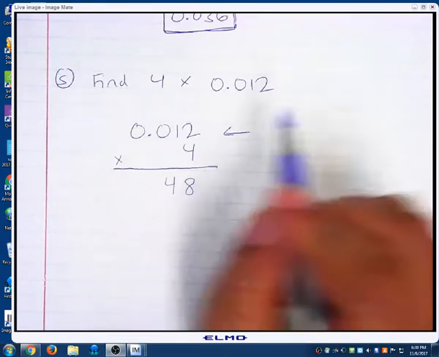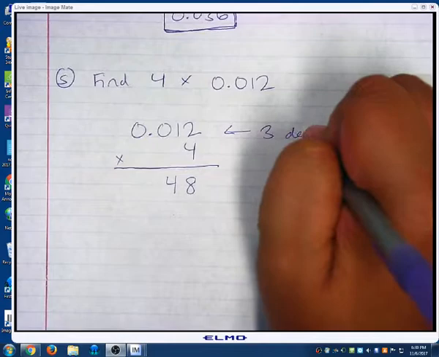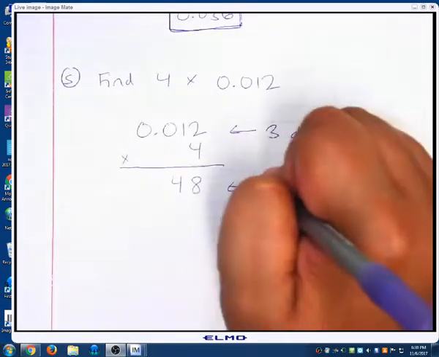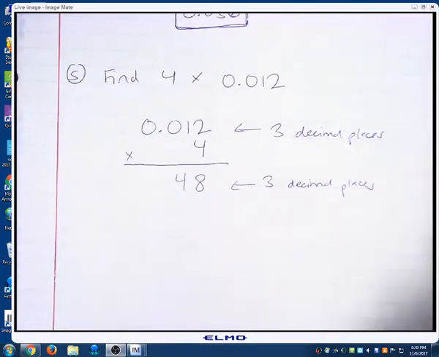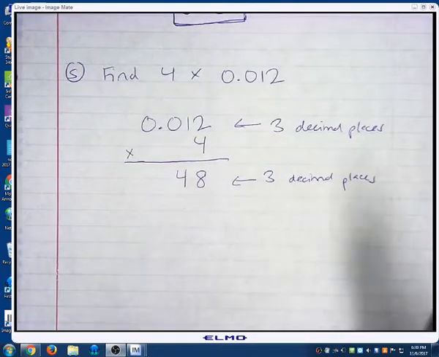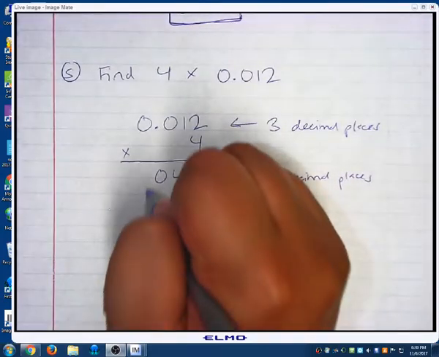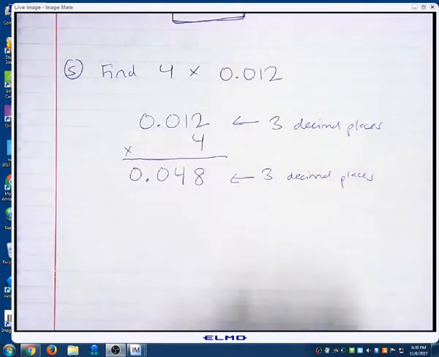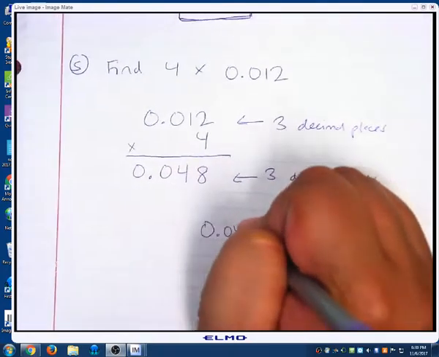I have to say, all right, this one has 1, 2, 3 decimal places, which means this one has to have 3 decimal places, right? So to get those decimal places, I have to add zeros, right? So this is 1, 2, and then I have to add this 0 here. Now I can put my decimal point, and I also always need one in the front. So my final answer is 0.048.